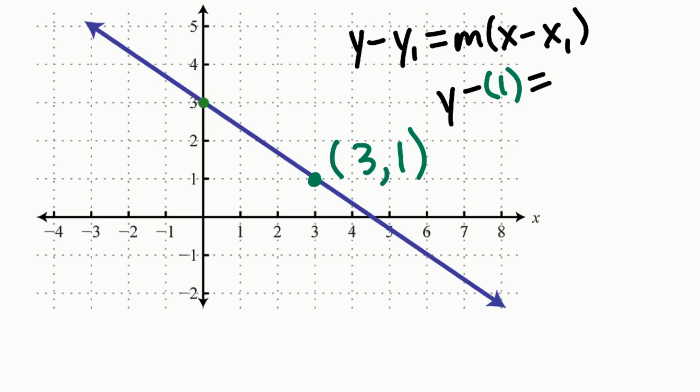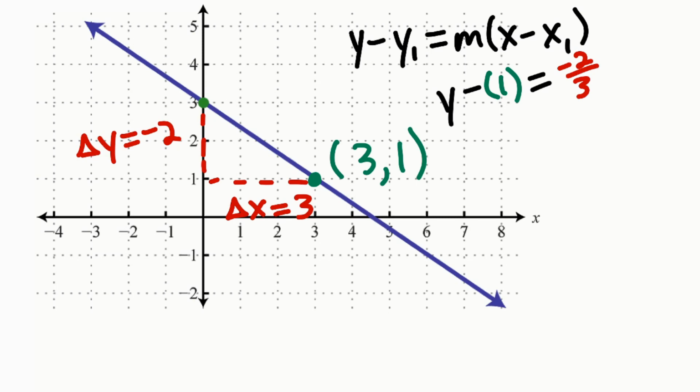Equals, and we need to figure out the slope. So I'm going to put in the slope triangle here, and I'm going to look at it from left to right. So I'm going down. That means my delta y is negative. It's going to be negative 2. And my delta x is going to the right, which means my delta x has to be positive 3. So my slope, delta y over delta x, is negative 2 over 3.